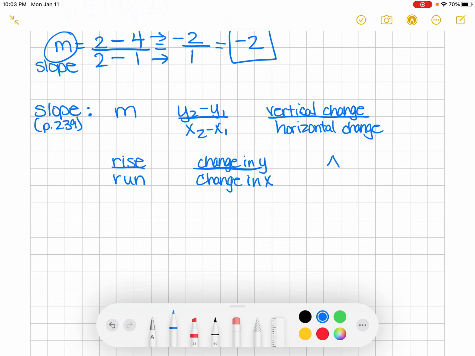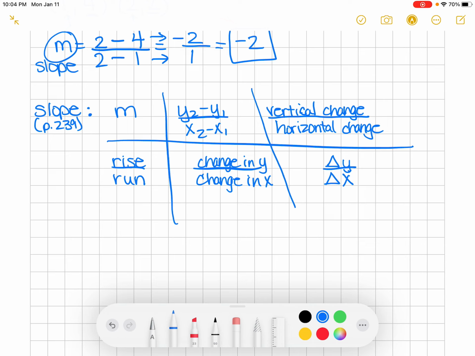And the last one you might see is a triangle Y and a triangle X. So you don't see this one much in your book now, but you might see it. And that little triangle just means the change in Y and the change in X. So see, there's 6 different ways that you can see the slope.